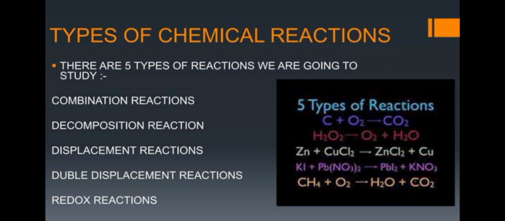5 types of reactions: C plus O2 gives CO2, H2 plus O2 gives H2O. Zinc plus HCl gives ZnCl2 plus H2. KI plus Pb(NO3)2 gives PbI2 plus KNO3. CH4 plus O2 gives H2O plus CO2.